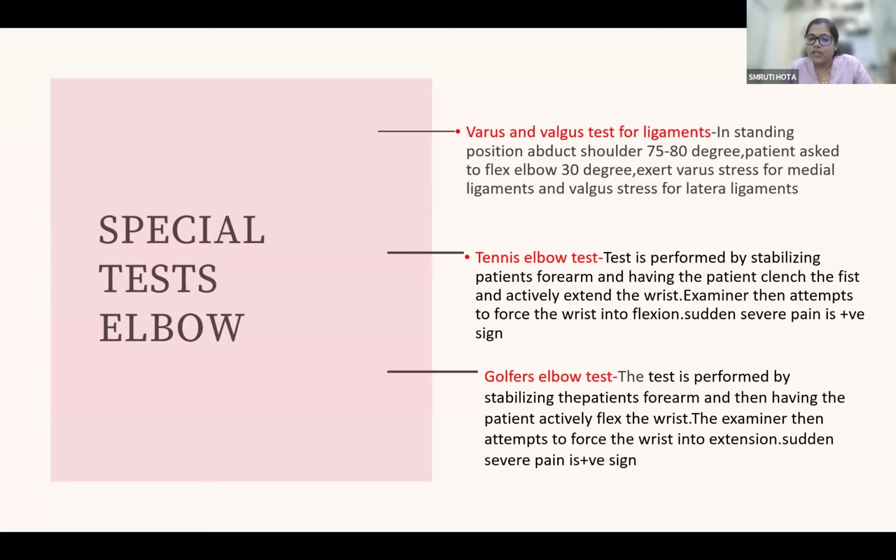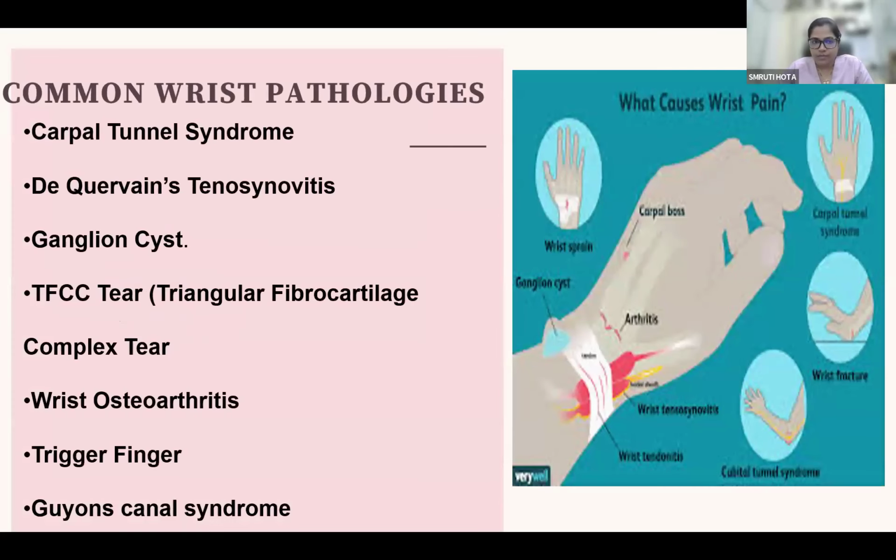The opposite of this test is the golfer's elbow test. How is this done? The patient's forearm is stabilized, and then the patient is asked to actively flex the wrist, and the examiner will try to extend the wrist. If there is sudden severe pain, then the golfer's elbow test is positive.